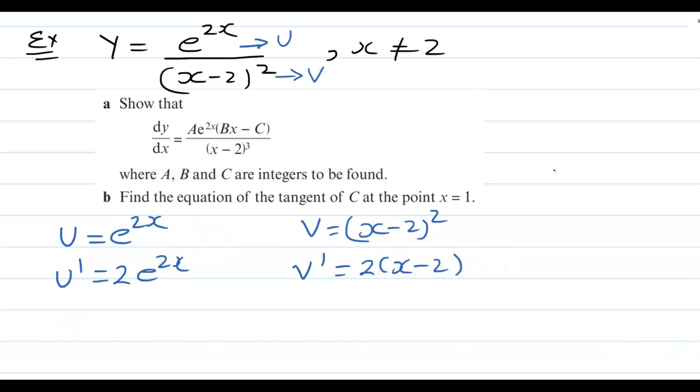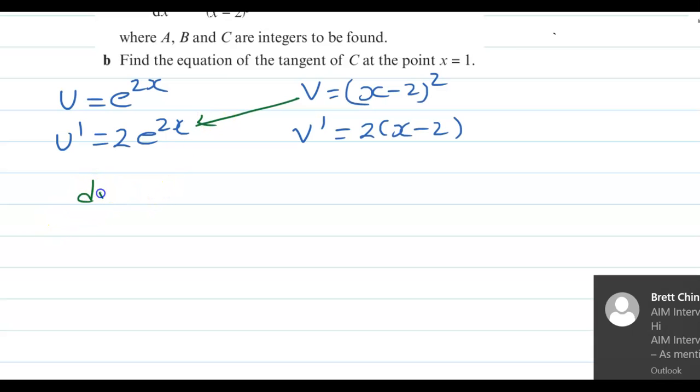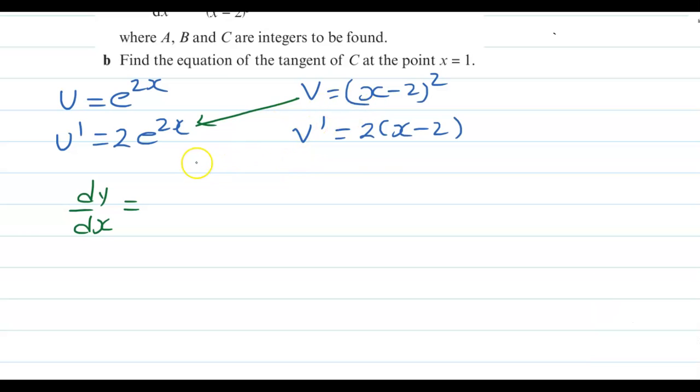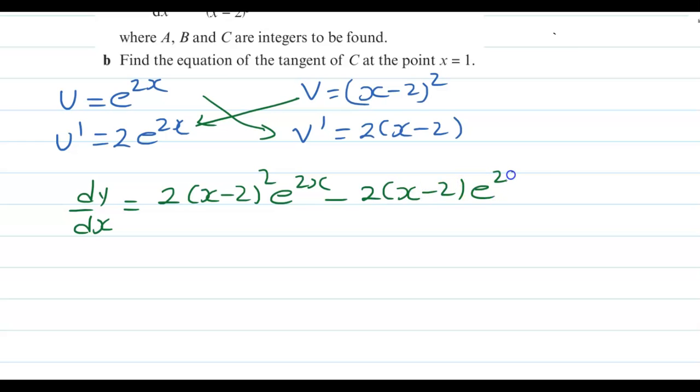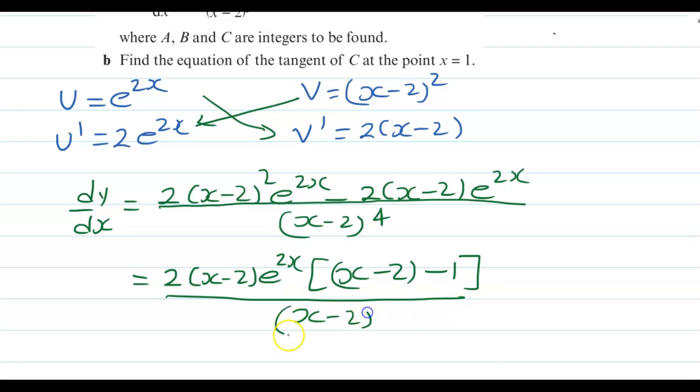Okay, so dy by dx, if we need to write it down, we'll start from this side. So dy over dx equals 2(x minus 2) squared, e to the power 2x, then minus this one, 2(x minus 2) e to the power 2x, divided by (x minus 2) to the power 4. So what we can do is take common factors: 2(x minus 2) e to the power 2x is outside. What is left here? (x minus 2) and there is minus 1, divided by (x minus 2) to the power 4.